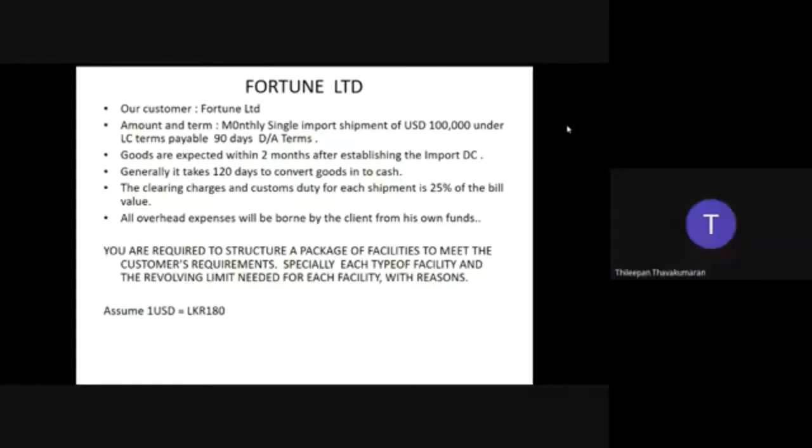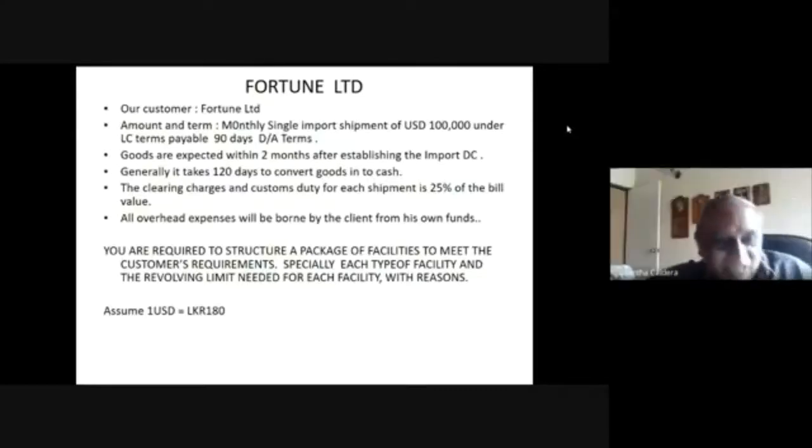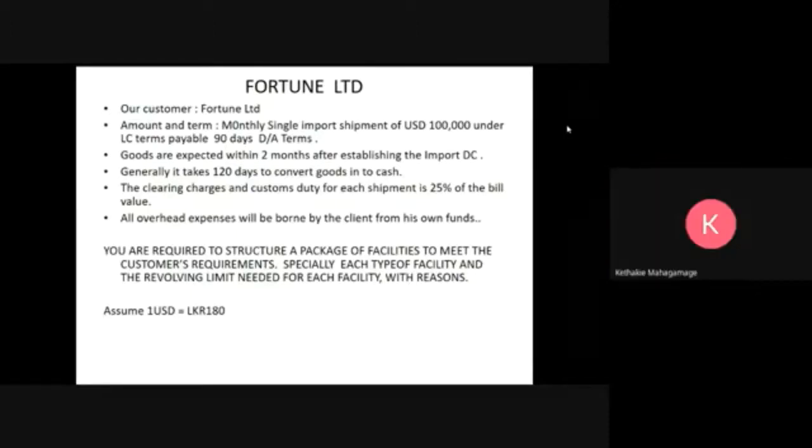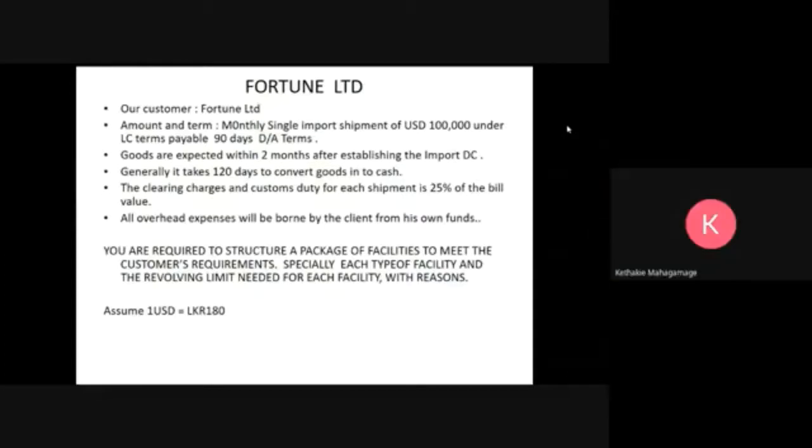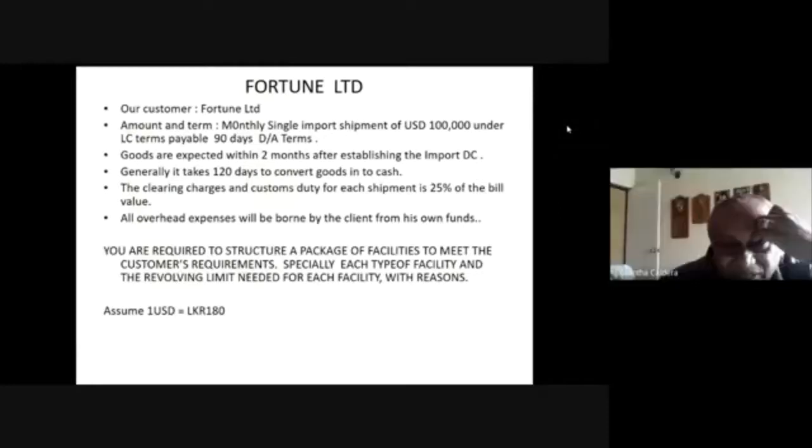So, 2 months, and after the goods arrive, 3 months we are taking the DA terms. Come on. That is where you are making the mistake. After the goods arrive in 2 months, what are you going to do? What are we going to do? Answer: we accept the documents.